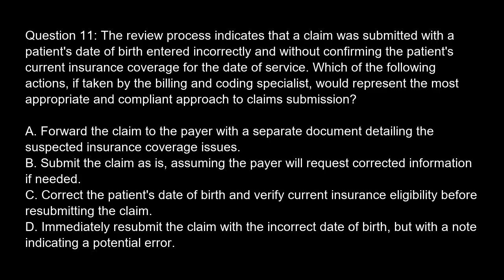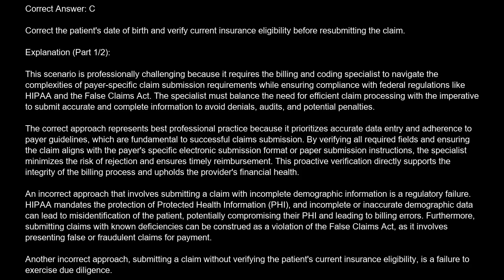Forward the claim to the payer with a separate document detailing the suspected insurance coverage issues. Option B. Submit the claim as is, assuming the payer will request corrected information if needed. Option C. Correct the patient's date of birth and verify current insurance eligibility before resubmitting the claim. Option D. Immediately resubmit the claim with the incorrect date of birth, but with a note indicating a potential error. The correct answer is C. Correct the patient's date of birth and verify current insurance eligibility before resubmitting the claim.